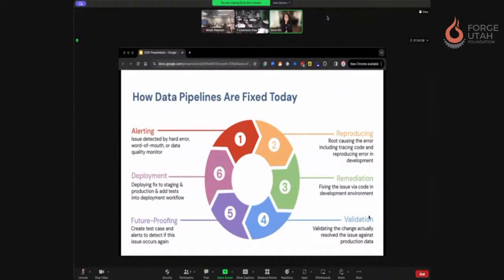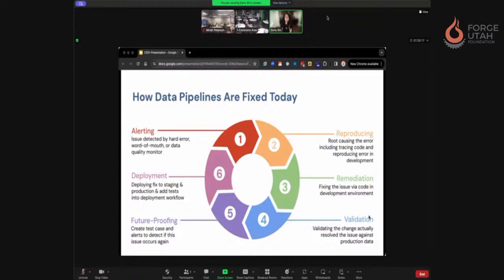Right? So first, we get an alert that something went wrong. If you're lucky, your internal systems told you that the pipeline went wrong, but a lot of times it's your end users, your data consumers, telling you something has gone horribly wrong. The first thing you want to do after you get the alert is figure out how to reproduce it so you can start root causing it, tracing the code, and figuring out what happened at the time the error occurred. And then once you have all the necessary ingredients, you can start trying out different remediation strategies to figure out how exactly you are going to fix it.